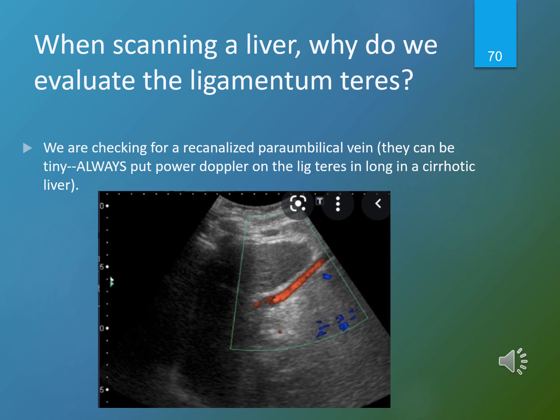They can be tiny, so we always put power Doppler on that lig teres, and I always recommend to do it in long and also in trans in a cirrhotic liver, and scan through that lig teres area and see if you can find this little vessel that extends toward that umbilical wall. It's going to come up towards you.